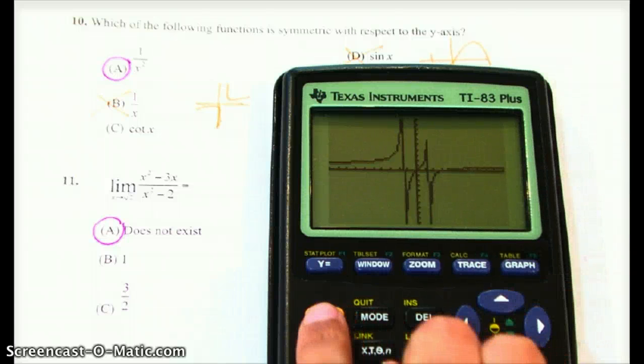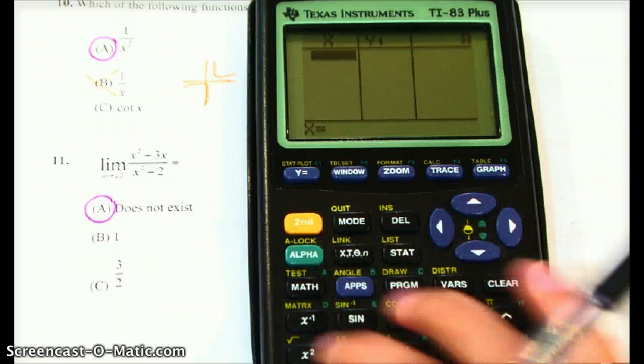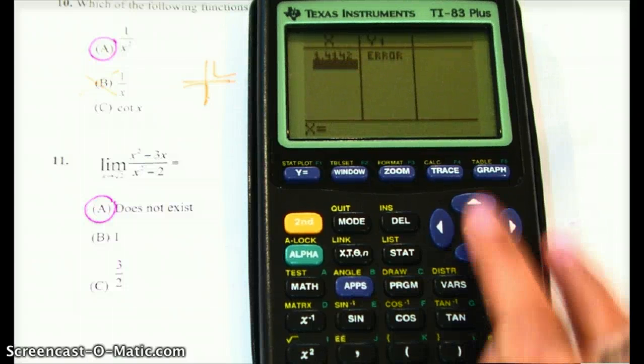Remember, the table is second graph and it looks like this. And I can use this to look at numbers close to the square root of 2. Now there's a couple beautiful things I'm going to show you here. First of all, you can type the square root of 2 directly into x. If you use that square root button, second x squared, and then I put 2 in, it's going to plug in the actual decimal.